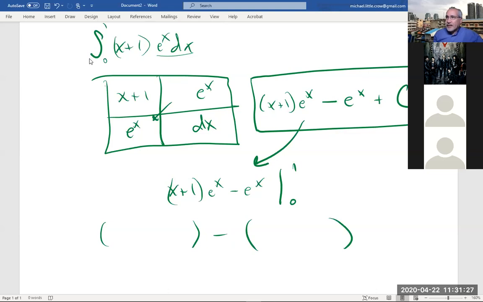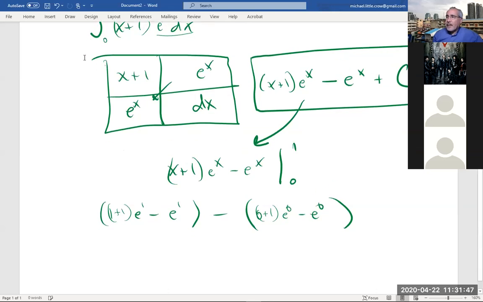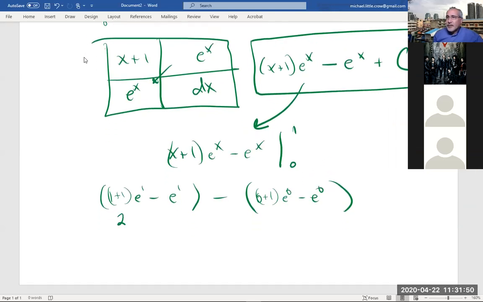So 1 goes in for x, so this becomes 1 plus 1, e to the 1, minus e to the 1. Second part, we put in 0 for x, so we get 0 plus 1, e to the 0, minus e to the 0. 1 plus 1 is 2, e, and since it's to the 1, we don't need to write that, minus e. This part, 0 plus 1 is 1, e to the 0 is 1, so this is 1, and this is 1. 1 minus 1 is 0.